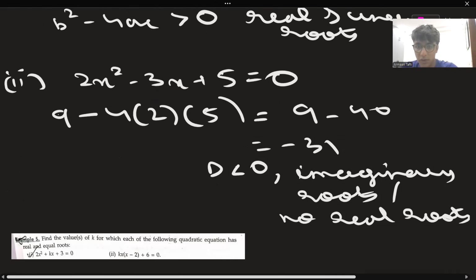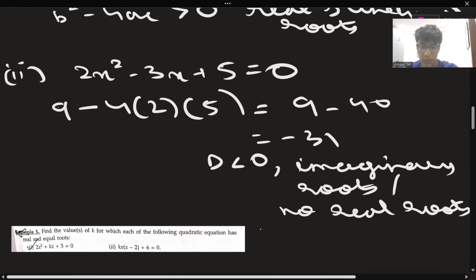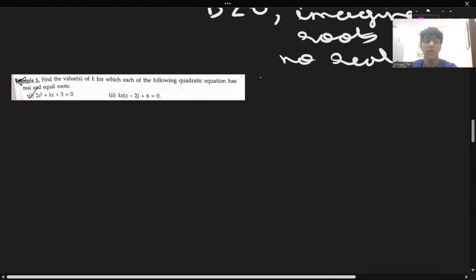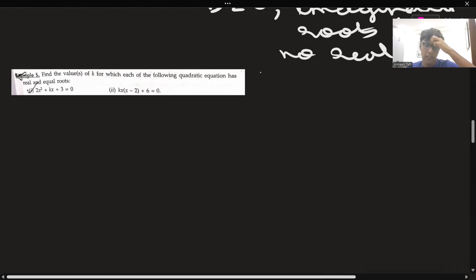Okay, now that we've gotten this out of the way, you can solve the remaining parts on your own. There's nothing too complicated about it. Let's head into some of the more complex questions based on this. Now we need to find the values of k for which each of the following quadratic equations has real and equal roots. So as we said, what are real and equal roots?